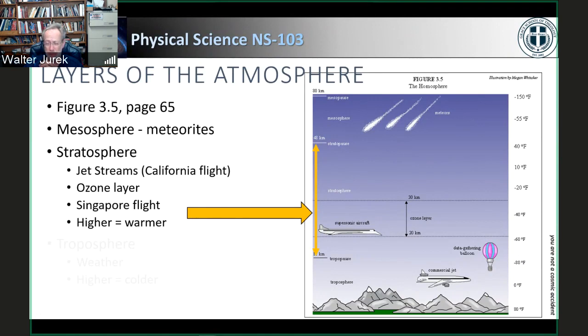Now, and I'm going to spend a little more time on this in a little bit, here's a weird thing that happens in the stratosphere. Normally, the higher you go, the colder it gets. In the stratosphere, and I'll explain why, the higher you get, the warmer it gets, which is really interesting, but we'll get to that here in a minute.